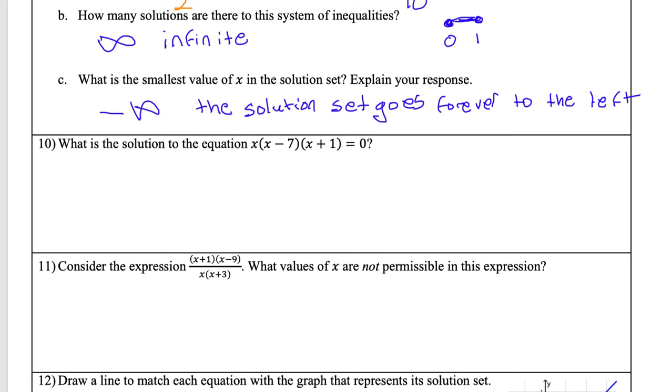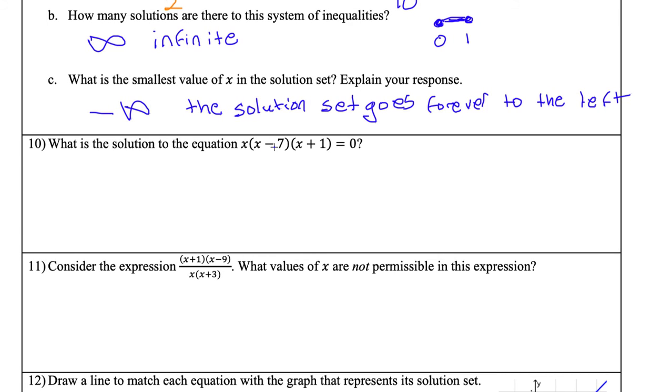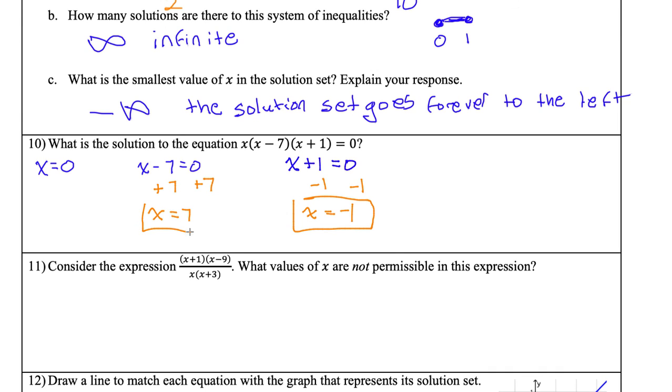All right, so number 10, the solutions of equations to this thing. If this is equal to 0, then either this, or this, or this has to be 0 because those are the three things that are being multiplied together. So you set each of them individually equal to 0. So x equals 0, x minus 7 is equal to 0, and x plus 1 is equal to 0. Then I solve. I'm going to add 7 on both sides for this one, and I get x is equal to 7. Subtract 1, and x is equal to -1. So our three answers are -1, 7, and 0. Those are the solutions to that equation.